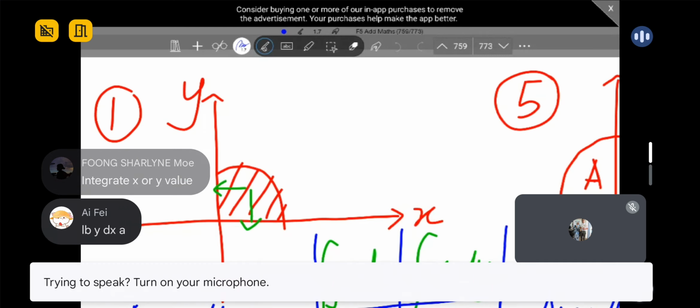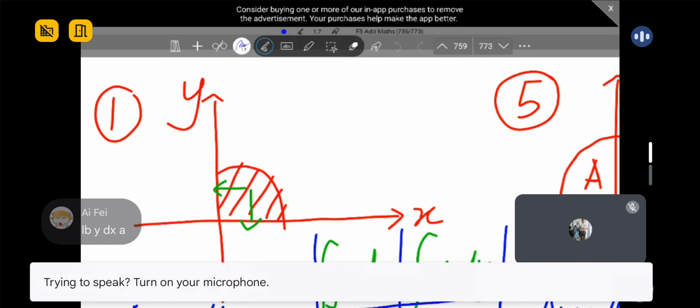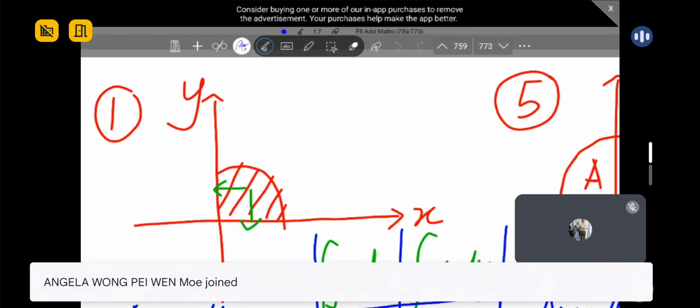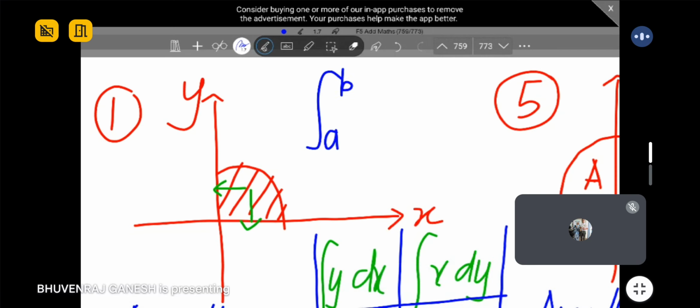Okay, yes. Integrate x or y value. Correct. So basically the formula is you are doing like this. This is the formula to count area. Ini adalah rumus untuk kira luas. Okay, guys, is this the only formula to count area? Yes or no? Adakah ini satu rumus sahaja ada? Ataupun ada lagi? Is there any other formula to count area that you all know?